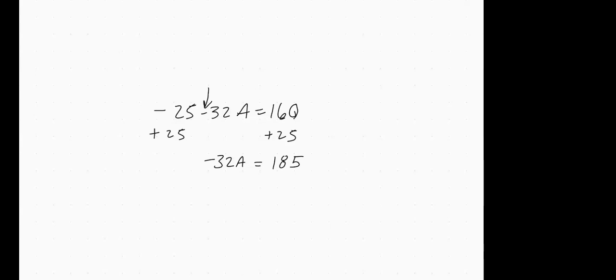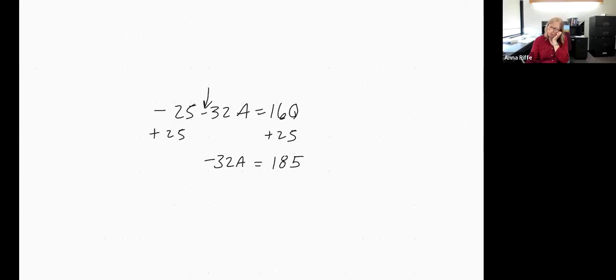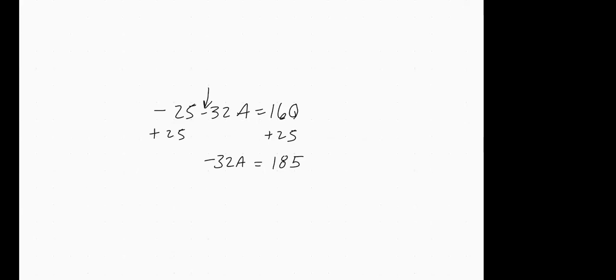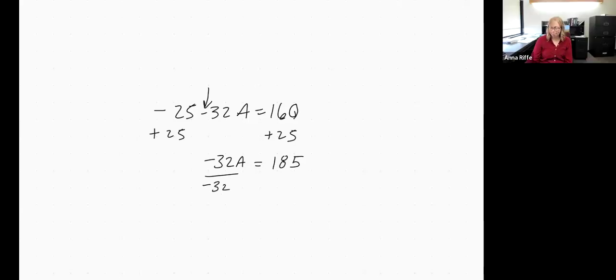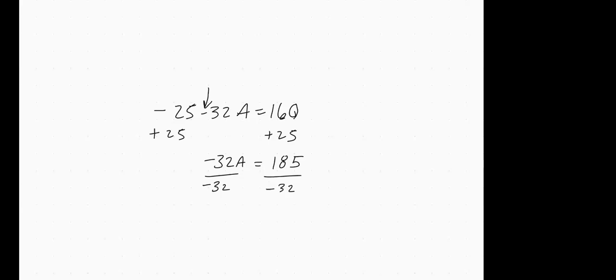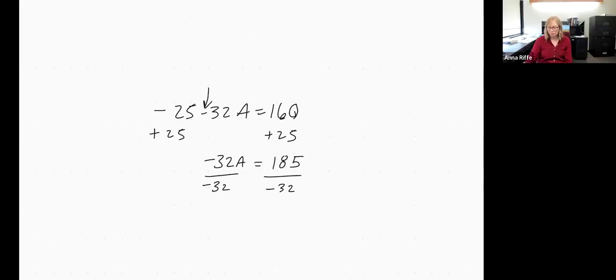Okay, so if it was negative 32, you divide both sides by negative 32 and you get a negative. Oh, you have to divide by negative 32. Yeah, because you want a to remain on the left. Negative 32 divided by negative 32 equals 1, which is just a. And that should give you negative 5.78.